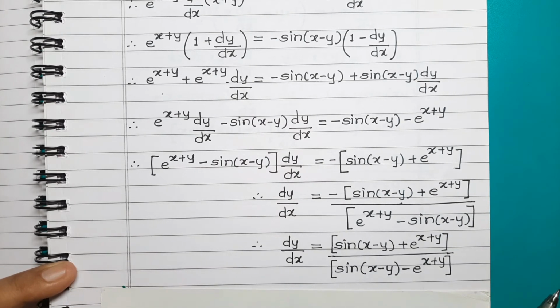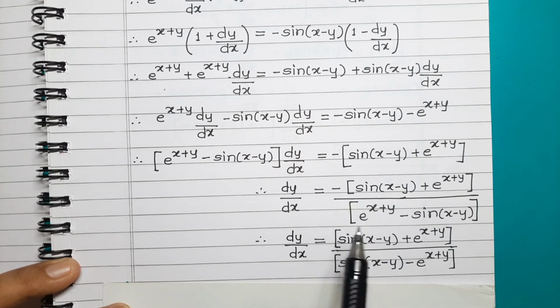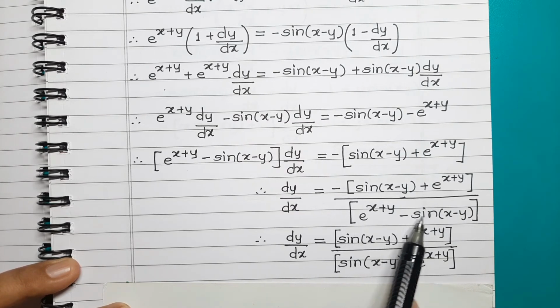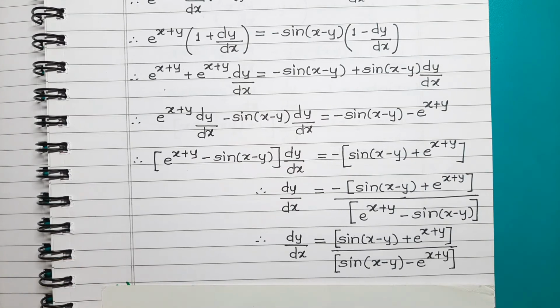Now to the next step, we have merged this minus sign to this denominator. See, minus sign is merged at the denominator, to get this minus term will become plus sin x minus y, and this positive term will become minus e raised to x plus y. So this is the required dy by dx.